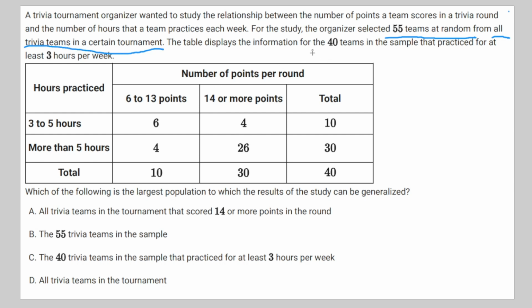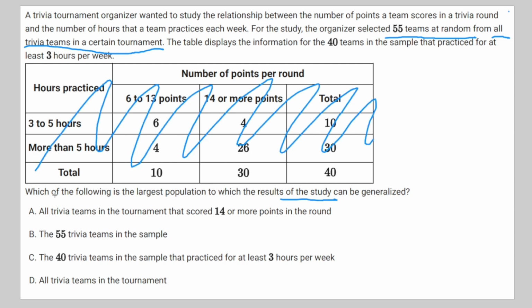The table displays the information for the 40 teams in the sample that practice for at least 3 hours per week. Okay, which of the following is the largest population to which the results of the study can be generalized? So it's not talking about the table, it's talking about the study as a whole. So you can basically just ignore this for the sake of this question. Anyways, A says all trivia teams in the tournament that scored 14 or more points in the round. This is unnecessarily narrowing the teams that you're looking at, so it can't be that.